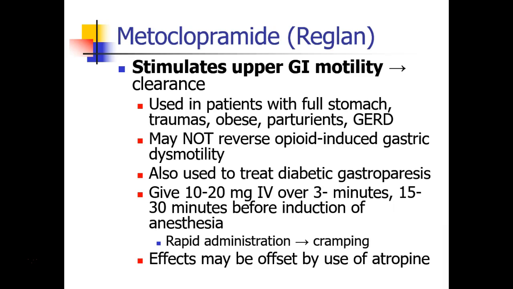This has been used in patients who have full stomachs, including traumas, obese patients, pregnant patients, and patients with GERD. If patients have been given opioids, this can decrease gastric motility, and Reglan does not reliably reverse this opioid-induced gastric dysmotility. Reglan is also used to treat patients who have diabetic gastroparesis. Usually it's given 10 to 20 milligrams IV over 3 minutes, about 15 to 30 minutes before induction of anesthesia. If you give it too rapidly, it can lead to abdominal cramping. The effects of metoclopramide may be offset by the use of atropine.